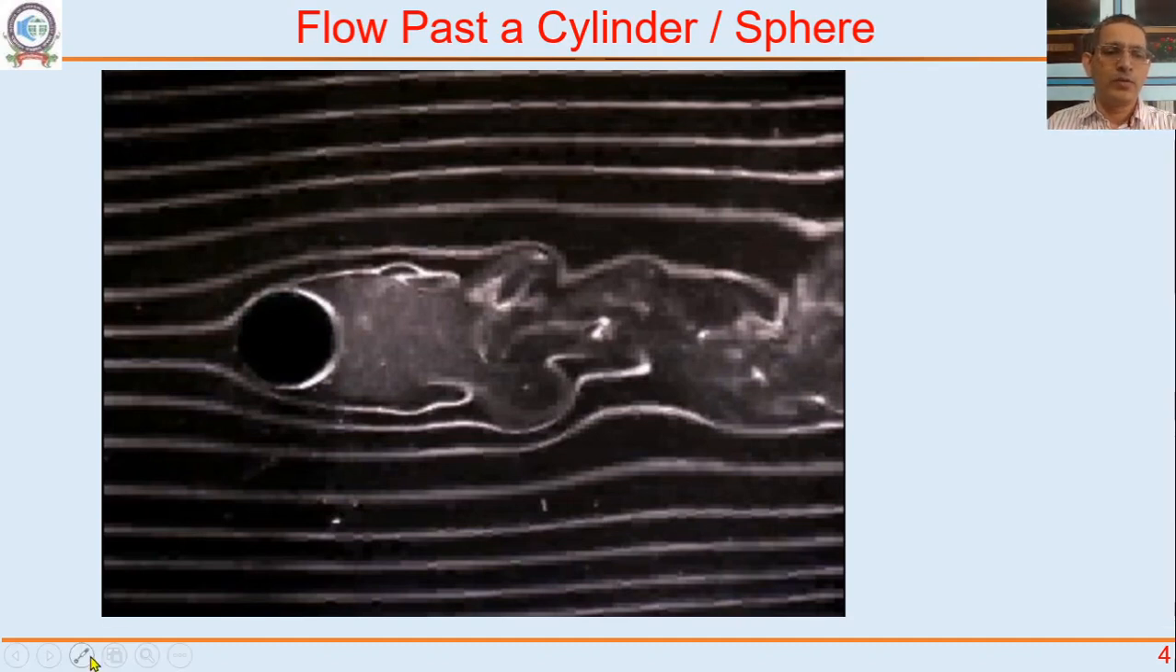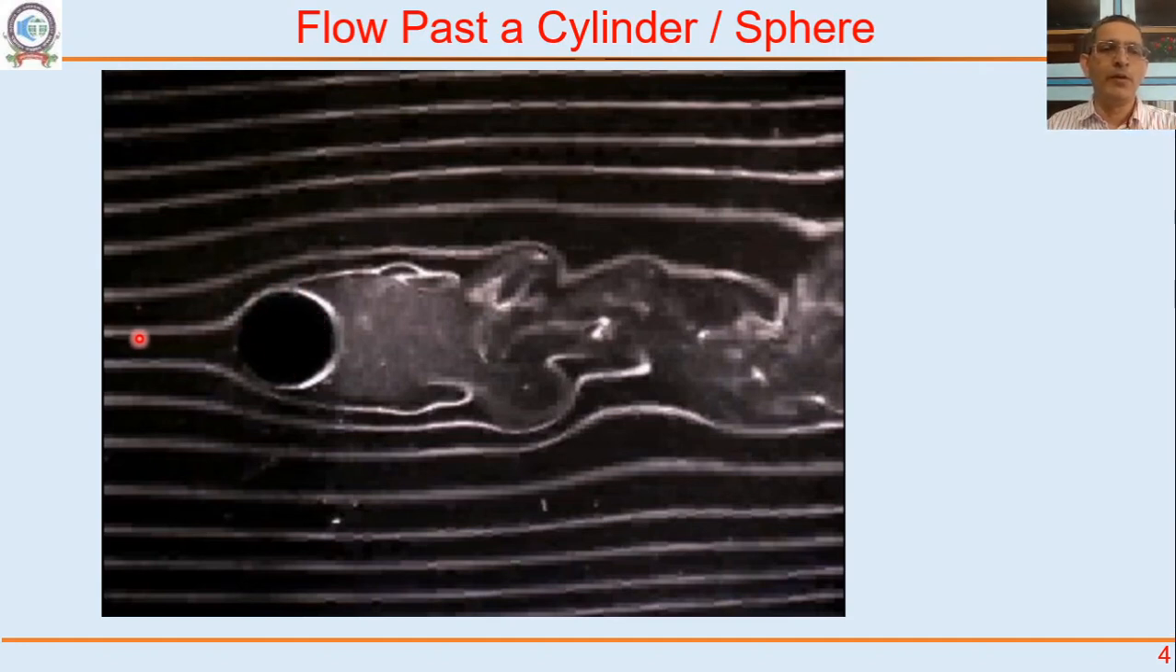Therefore this is called a two-dimensional flow, because the flow is varying only in two dimensions, in this case the r direction, radially away from the center, and the theta direction. Flow is the same in the z direction along the axis if we are talking about a cylinder. And if you are talking about a sphere, then the flow is three-dimensional. This is a spherical object.